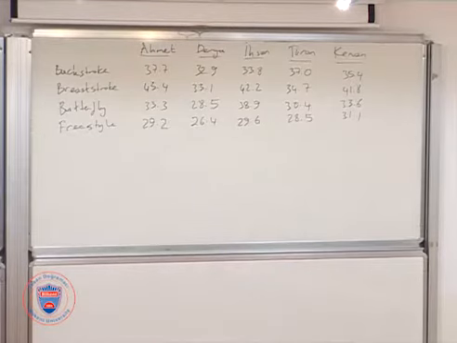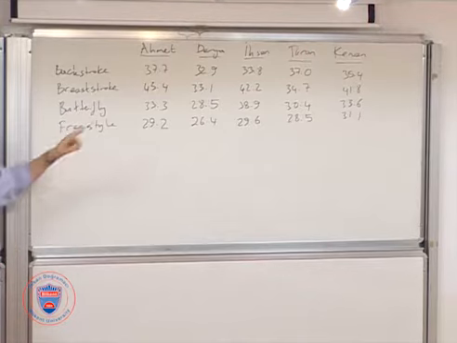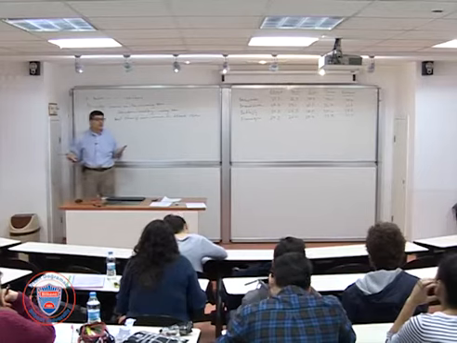Okay. Now, of course, here we have four styles and five swimmers. So how are we going to manage this problem? How are we going to solve this problem?